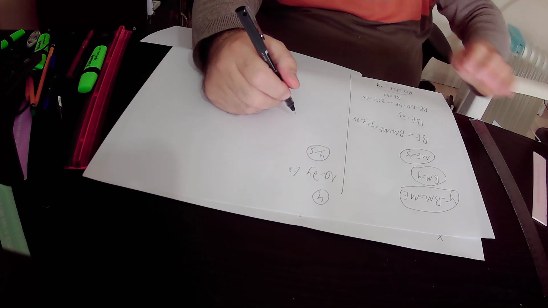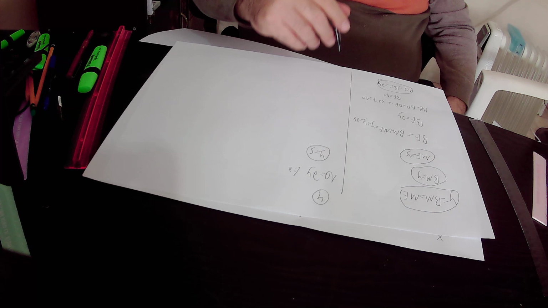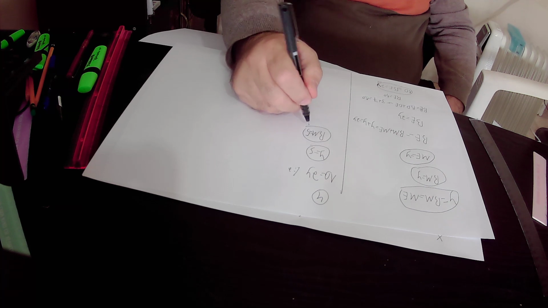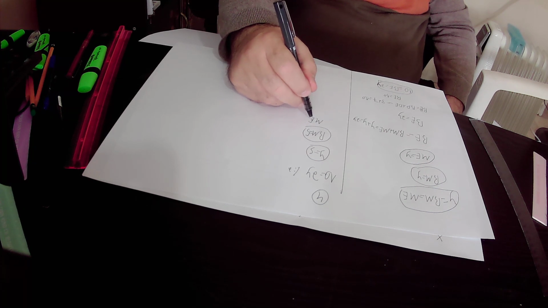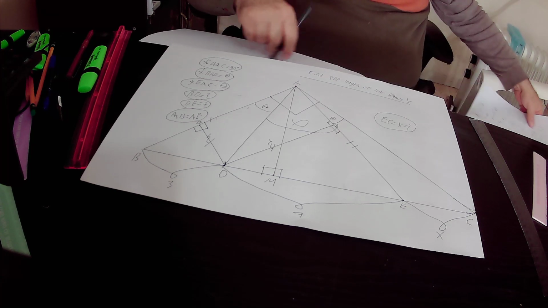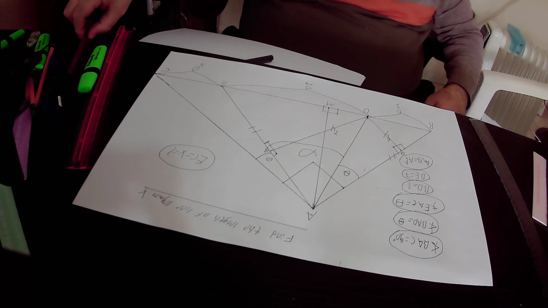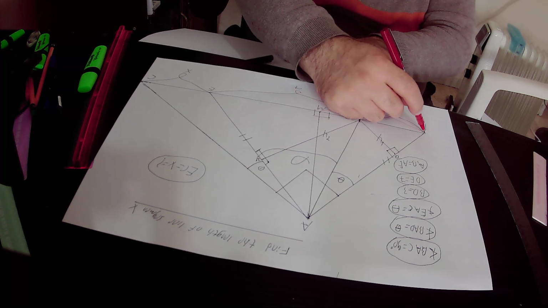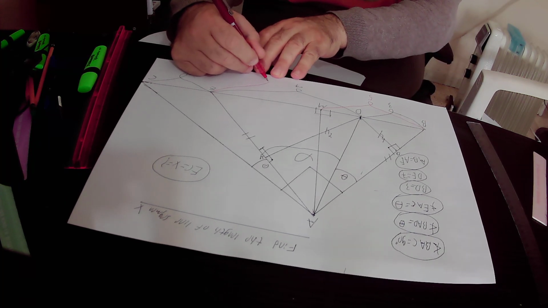y equals 5, so BM, which equals y, will be equal to 5 units, and ME, which is also equal to y, will also be equal to 5 units. So we get right here that BM is equal to 5 units, and ME is also equal to 5 units.